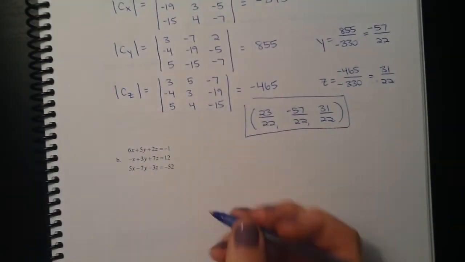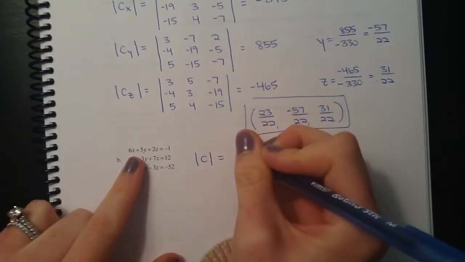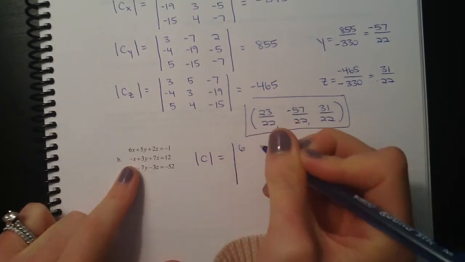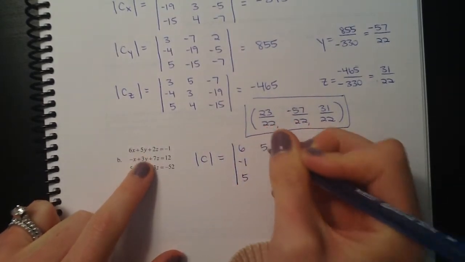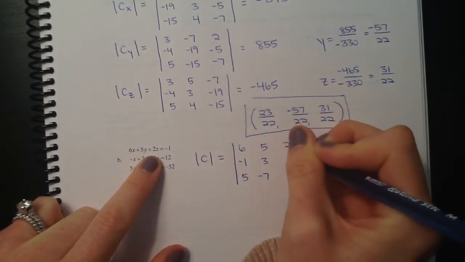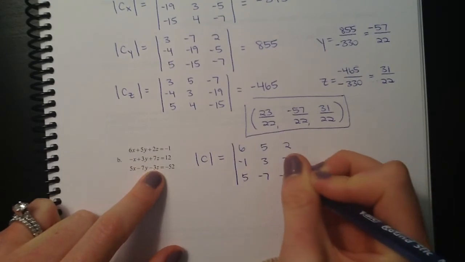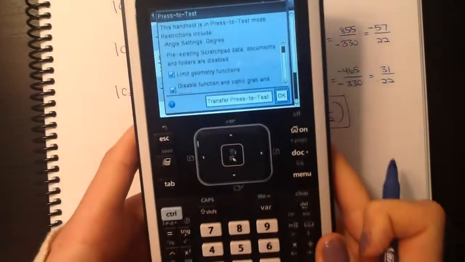Let's do the same thing over here. So the coefficient matrix C, I'm just going to pull all these off. So my X column is 6, negative 1, and 5. My Y column is 5, 3, and negative 7, and Z, 2, 7, and negative 3. So to get this first determinant, I'm going to plug this into my calculator.